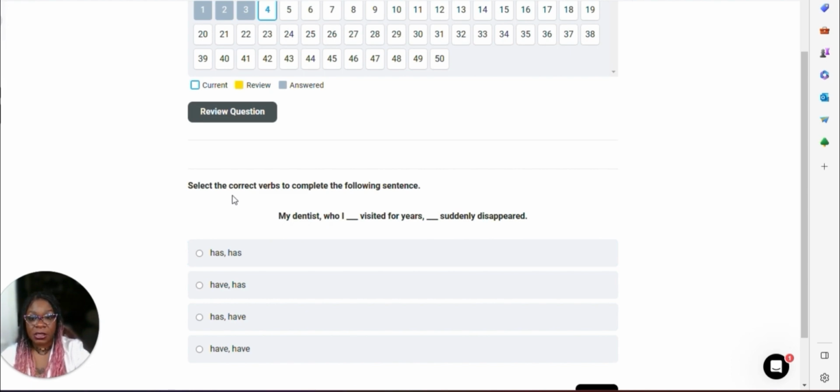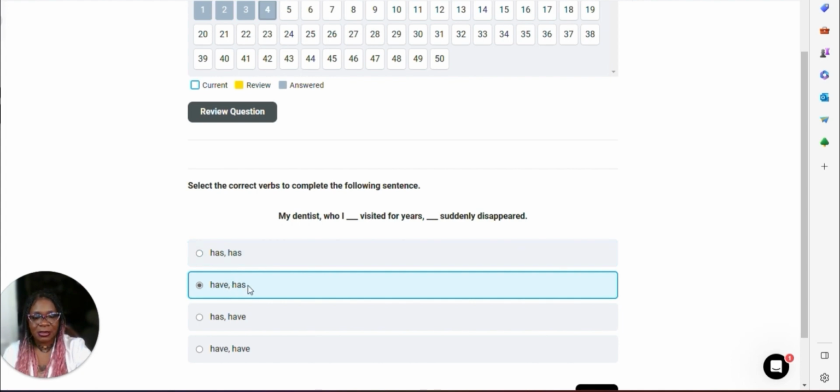Select the correct verbs to complete the following sentence. My dentist, who I blank visited for years, blank suddenly disappeared. Is it has and has? Is it have has? Is it has have? Or is it have have? The answer for this one is going to be right here, have and has. So this sentence has a predicate within a predicate. The inside predicate is who I have visited for years, and the outside predicate is my dentist has suddenly disappeared.